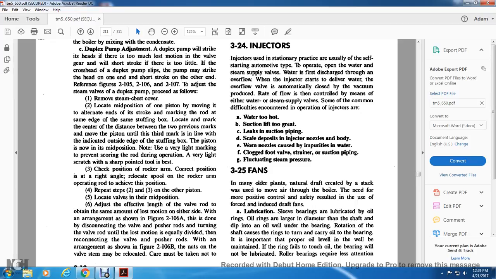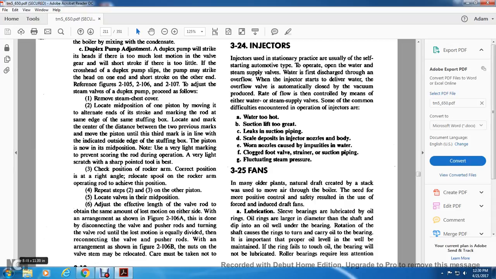Locate the valves in mid position. Adjust the effective length of the valve rod to obtain the same amount of lost motion on each side, with the arrangement shown in Figure 2106A. This is done by disconnecting the valve push rod and turning the valve rod until the lost motion is equally divided, then reconnecting the valve push rods with the arrangement shown in Figure 2106B.